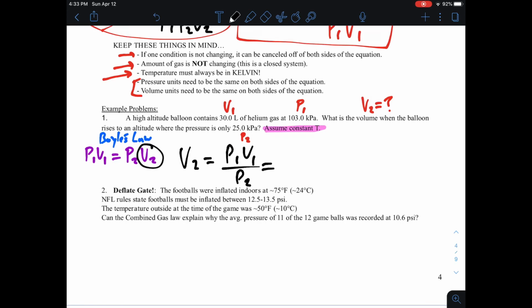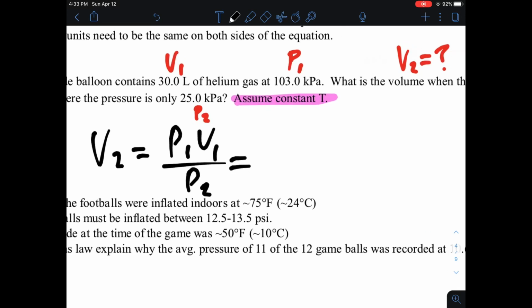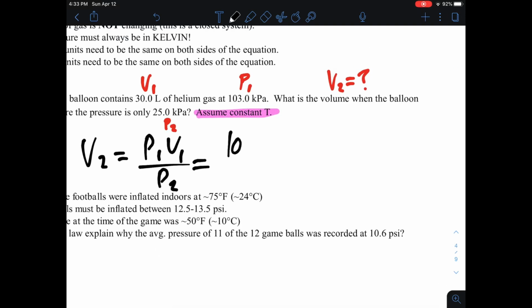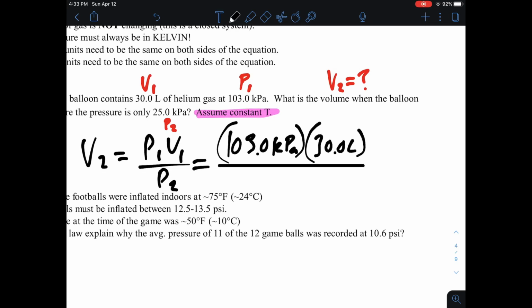I think we're ready to plug in our values. As long as our units are the same for pressure, and they're both in kilopascals, we're set. So now let's just plug things in. 103.0. Now, I do want you to include units on this because you're going to make much fewer mistakes if you include your units. Times 30 liters, all divided by our new pressure of 25 kilopascals. Let me pull up my calculator.